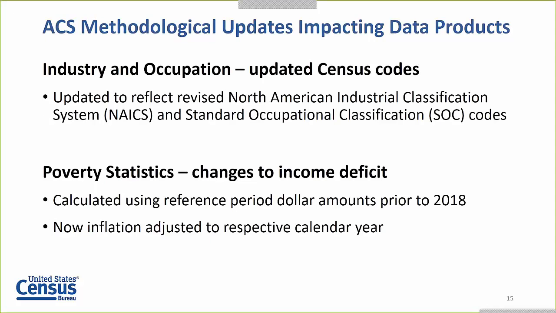Before we discuss specific changes to data products, data users should note 2 significant changes in methodology for industry and occupation as well as poverty statistics. These changes were driving factors for most of the major data product changes this year. First, the Census Occupation and Industry Code Lists have been updated to reflect revisions to the NAICS, the North American Industrial Classification System, and the SOC, or Standard Occupational Classification System.